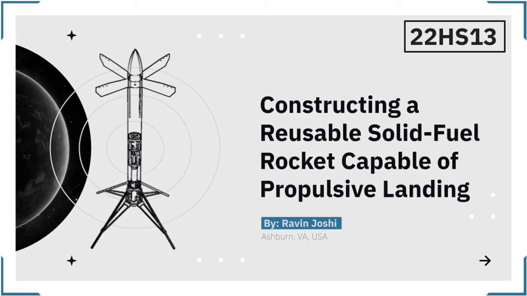Hello, my name is Revan Joshi from Ashburn, Virginia, and I'm a senior in high school. For my research project, I developed a way to propulsively land solid fuel rockets.